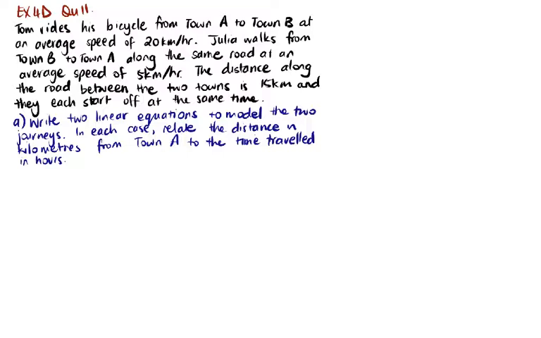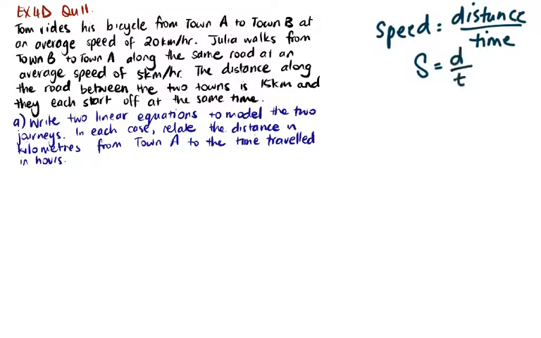In each case, relate the distance in kilometers from town A to the time travelled in hours. It's important for this particular question to know the speed formula. So speed is calculated by distance over time. You can also simplify that as S equals D over T. So we're going to use this to be able to develop our two linear equations.